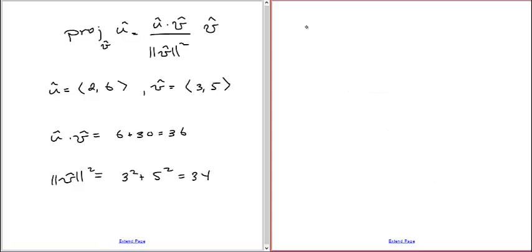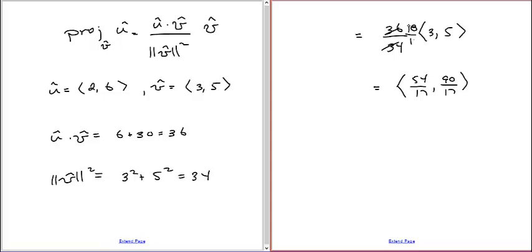So this projection is just 36 divided by 34 times vector v, which is 3 comma 5. And if you multiply that out and simplify it, it becomes 54/17 and 90/17. And that's because you can see this could reduce down to 18 over 17. So 18 times 3 is 54, and 18 times 5 is 90. So that is the projection of vector u in the direction of vector v.